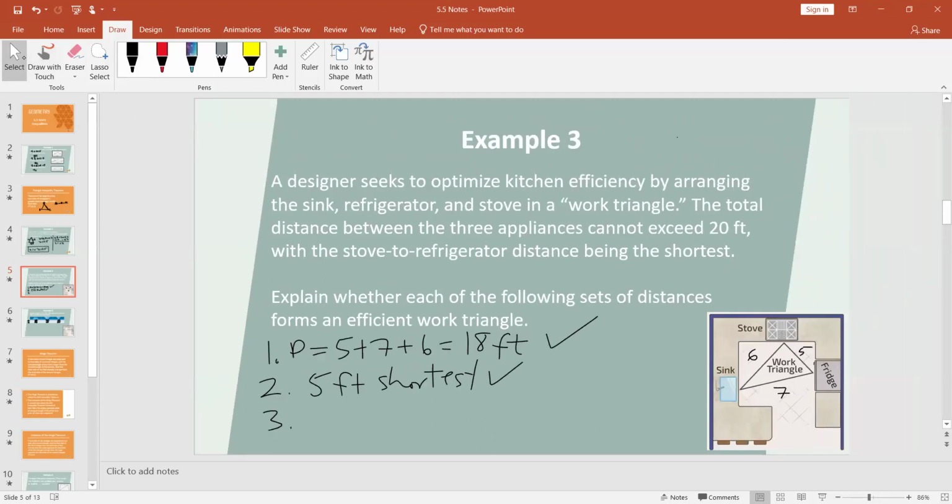The last thing we need to check is whether these measurements actually create a triangle. So I'm going to start with my largest. Is 7 feet still less than 6 plus 5? And 7 is less than 11. So comparing my two shortest, they will still meet with the longest, so that works. So all of the qualifications are met for option A.